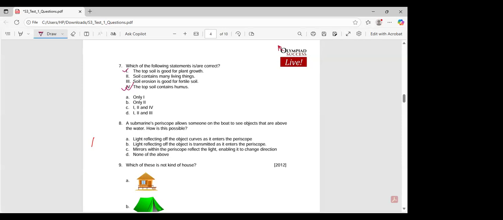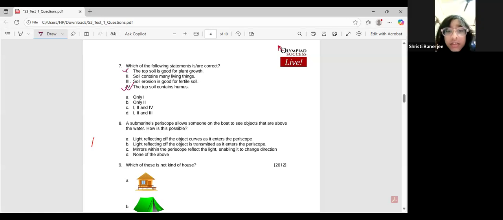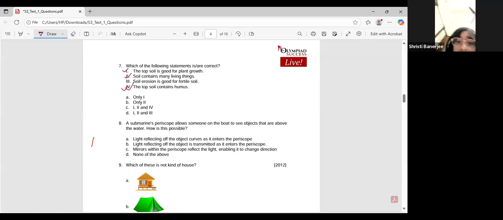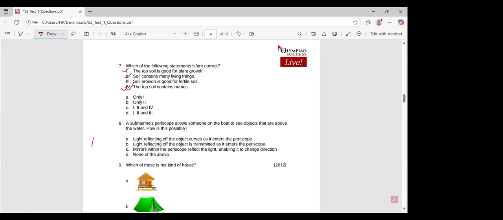Definitely, the soil does contain living things, like certain living organisms. Have you ever seen earthworms? When you plow the land, you can see that a few earthworms come out of it. Have you ever seen that? Yes. So it's a living thing, right? So this option is also correct. Now coming to the third one, soil erosion is good for fertile soil.